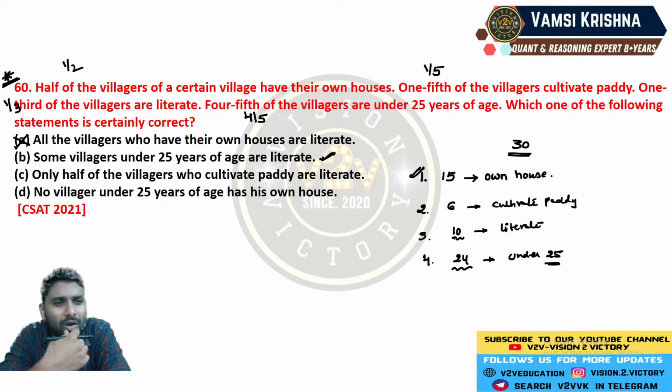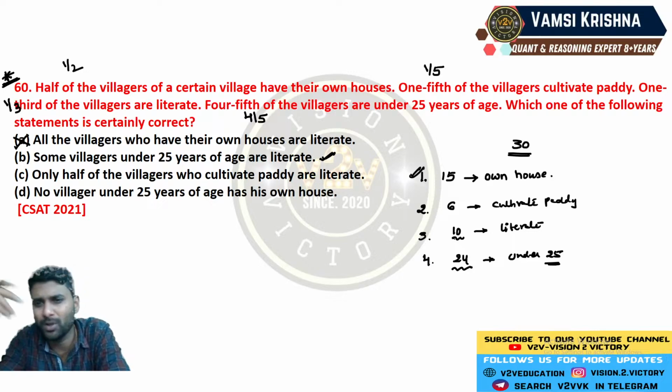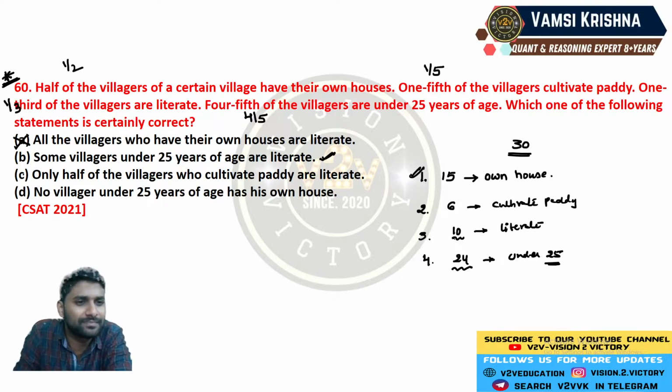Now, only half of the villagers who cultivate paddy are literate. Now, see, we are not sure. We can't contradict that information. Why? Because 6 people cultivate paddy, and out of 30, 10 are literate and 20 are illiterate. So there is a possibility all those six people must be illiterate. No information is given to identify whether the third statement is right. So we need extra data.